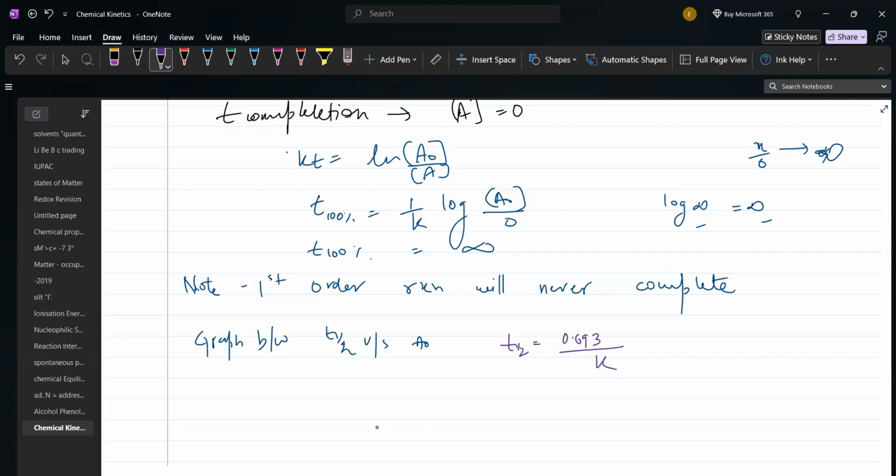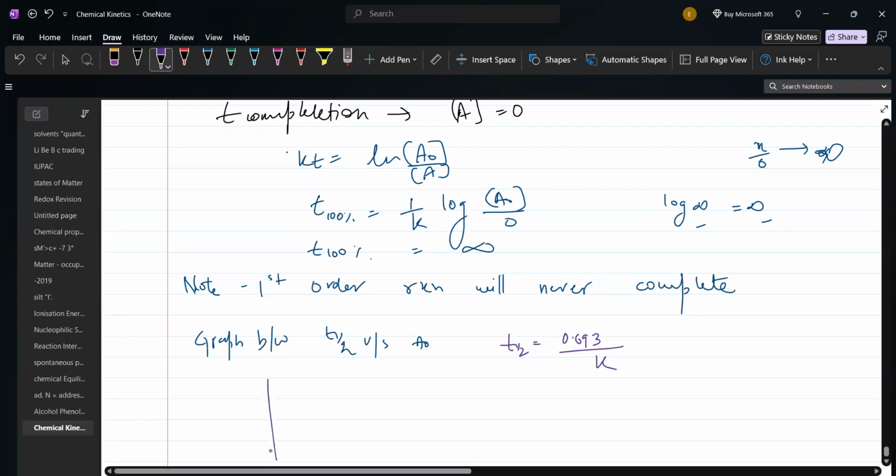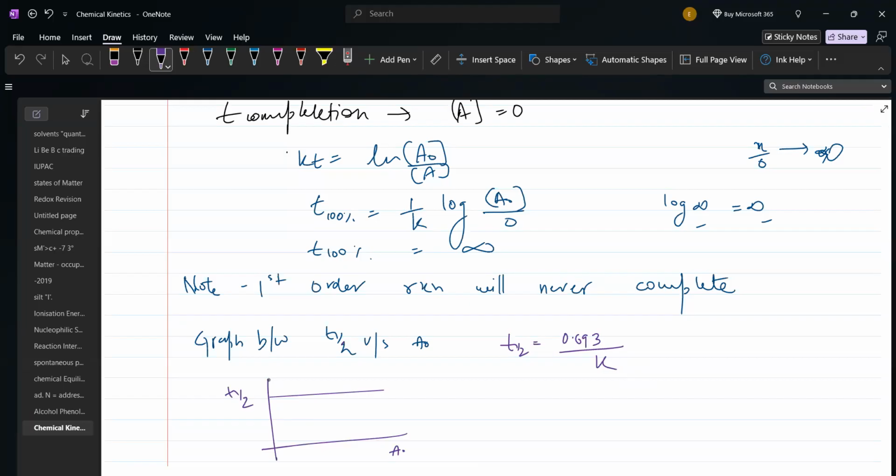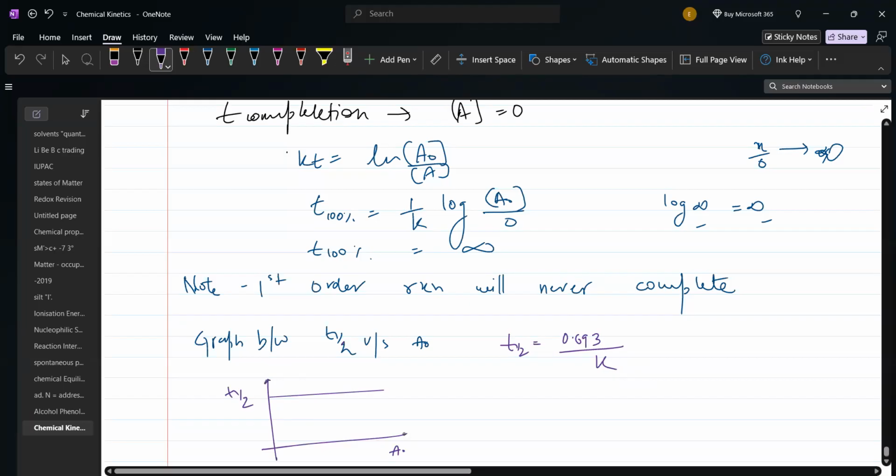So when you draw a graph between T half life versus the concentration of A, it will be a straight line, because it is not dependent on concentration of A. That is why it is constant with respect to the initial concentration of reactant. Okay, understood? Yes, sir.